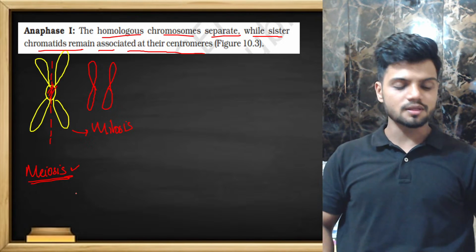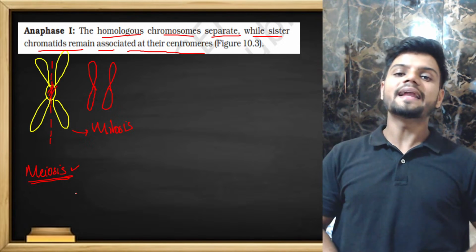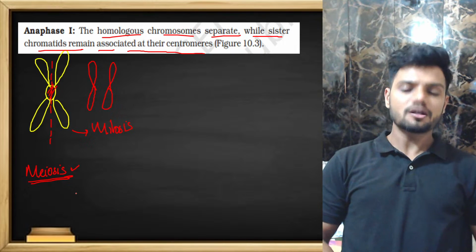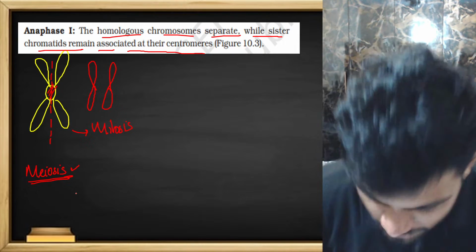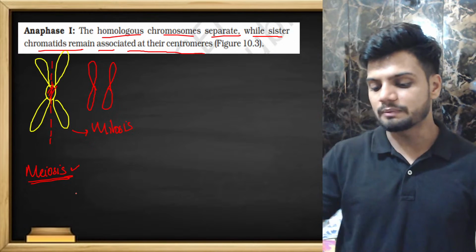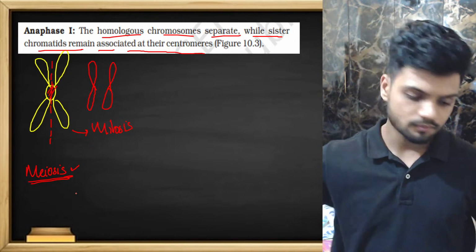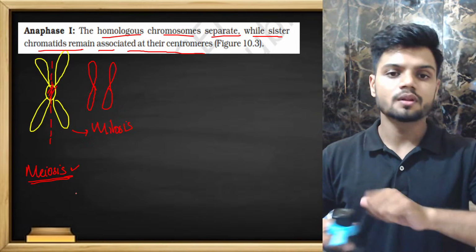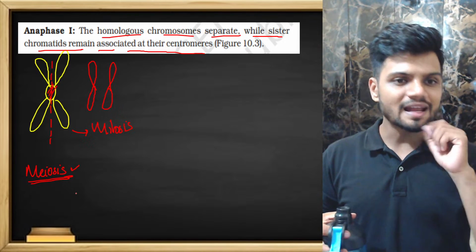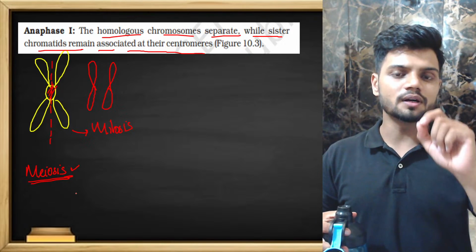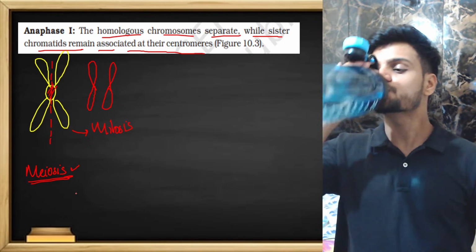Now, if I ask you students, assertion: in anaphase 1, the centromere is splitting, true or false? Quickly go. In anaphase 1, the centromere is splitting, true or false? Tell me.